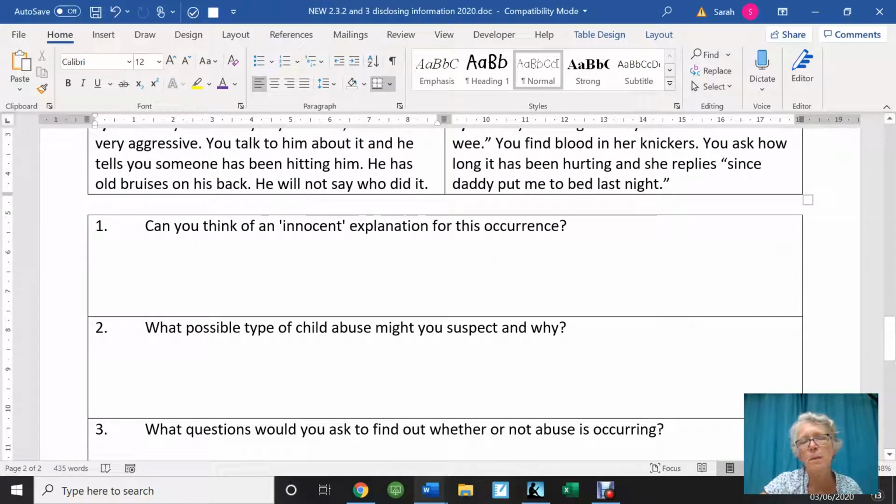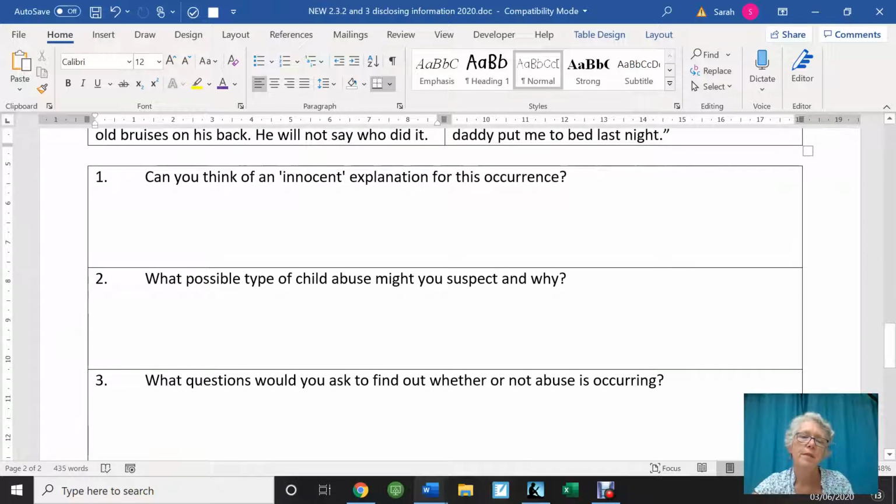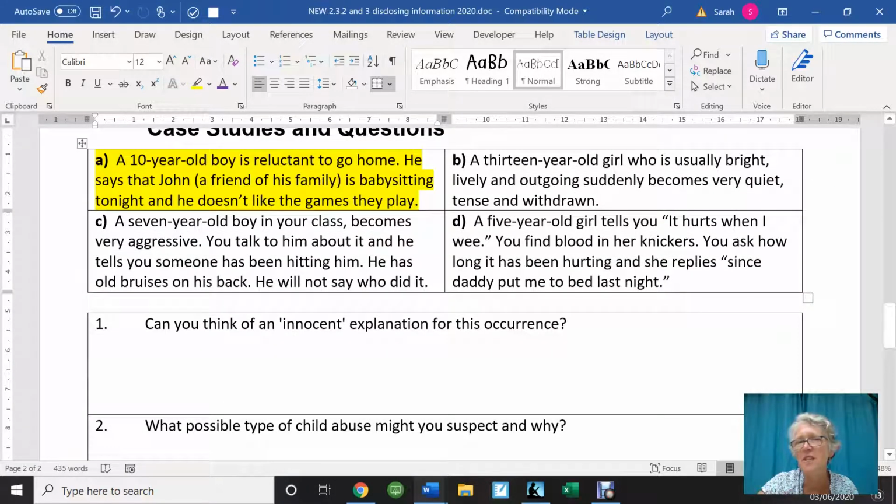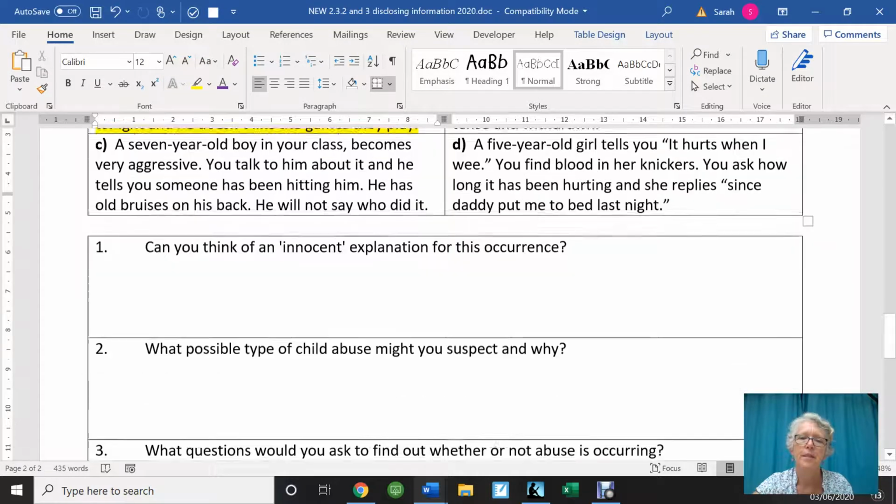But what possible type of abuse? If you ask some open questions and the child tells you a bit more, you might decide you think it's physical abuse. Say why though. Why do you think it's physical? You could give reasons and say why you think it might be sexual abuse. Adults who are carrying out sexual abuse often say to children, this is just a game. It's nothing serious. We're just playing a game.